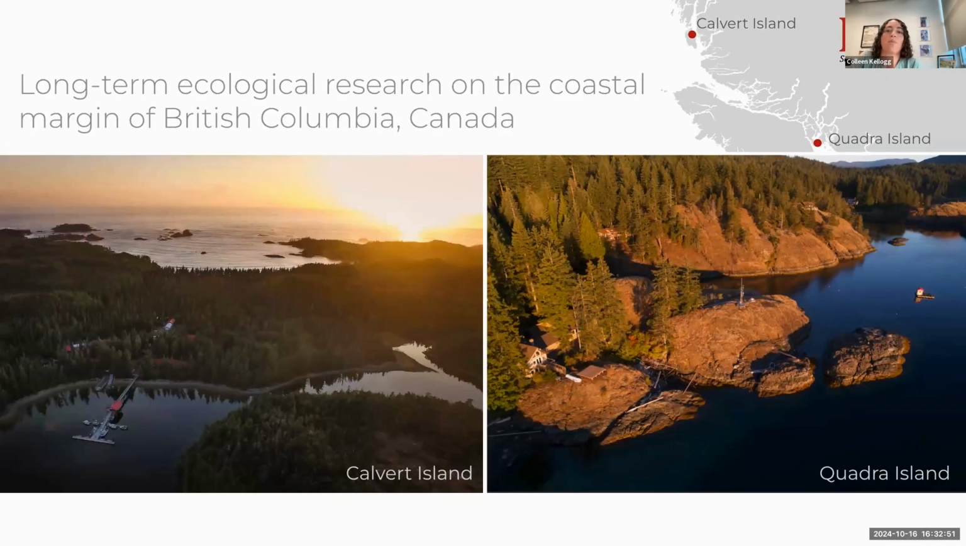So the Hakai Institute supports long-term ecological research on the coastal margin of British Columbia on Canada's west coast with 2 focal field sites, one Calvert Island here on the central coast of British Columbia, and then Quadra Island in the northern Salish Sea, about 100 nautical miles north of Vancouver, British Columbia.